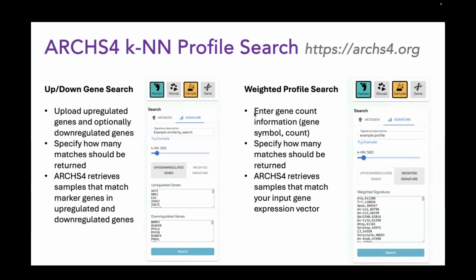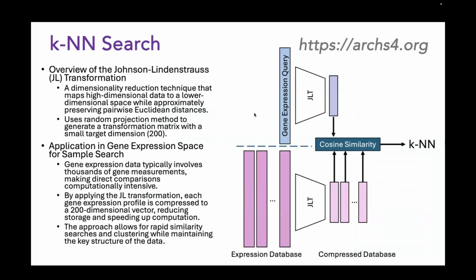And then we also have a weighted profile search. There you would just give it a full gene expression profile with the gene counts, and then it can identify samples that have a similar structure. This was actually quite a challenge to get to work fast. So here's a quick overview of what it does. We use something called the Johnson-Lindenstrauss transformation, which is basically a dimensionality reduction technique. We take a high dimensional data point and bring it into a lower dimensional space.